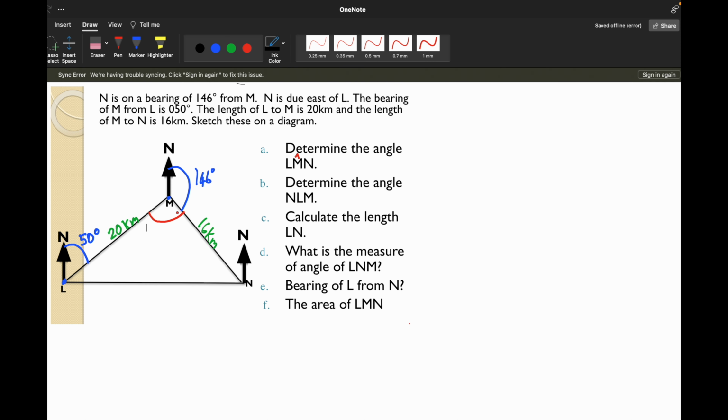Now, any ideas as to what we could do to calculate that angle? Teacher, which angle? The red one. Okay, so if each line is 180 degrees, L already has 50. That would mean subtract 50 from 180. You get 130. So that angle right there is 130. Then you add up 130 and 146.